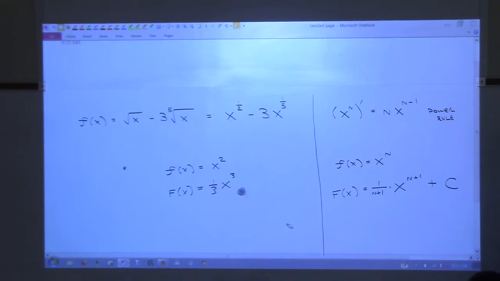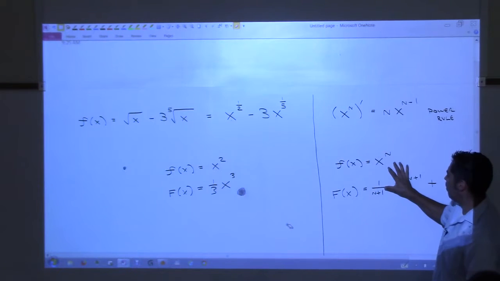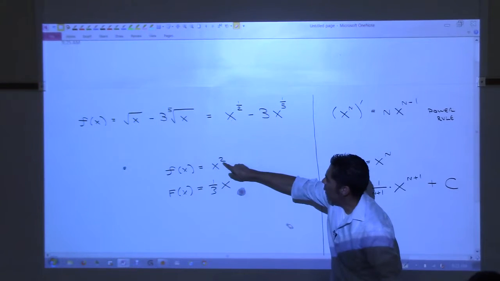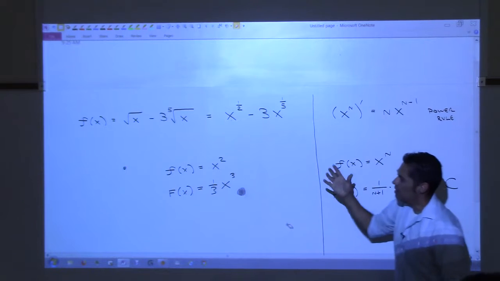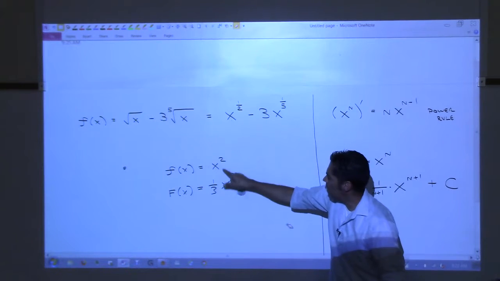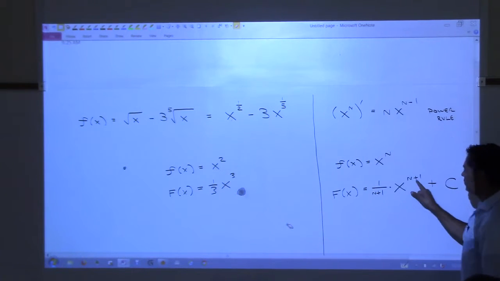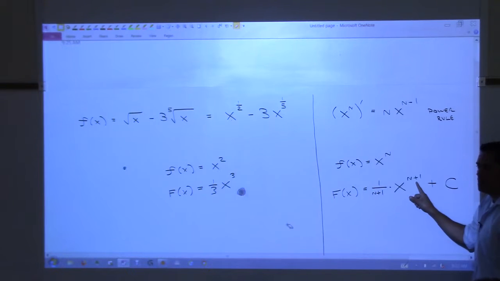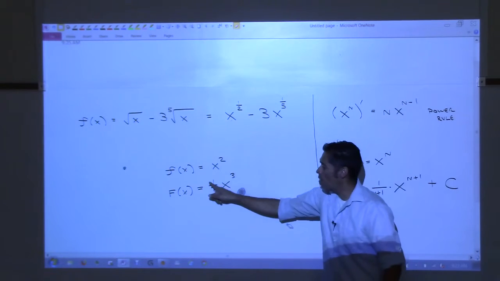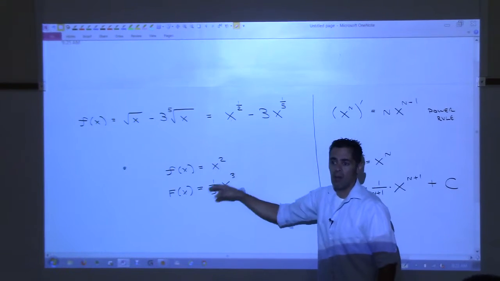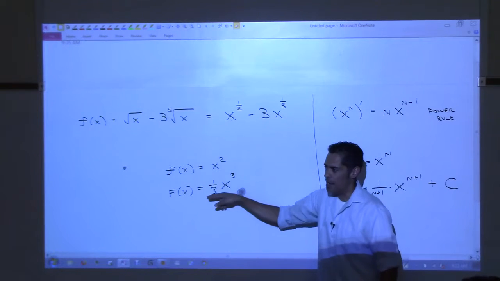Do y'all see that? So what this formula is saying is this. If you have x to the n, then for the antiderivative, you're going to take x to the n plus 1. You're going to add 1 to the power, but then you're going to have to put a 1 over that n plus 1 out front to kill off the n plus 1 when it comes down.